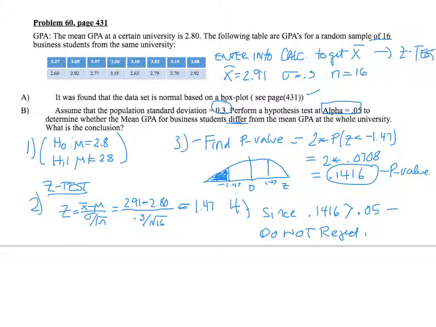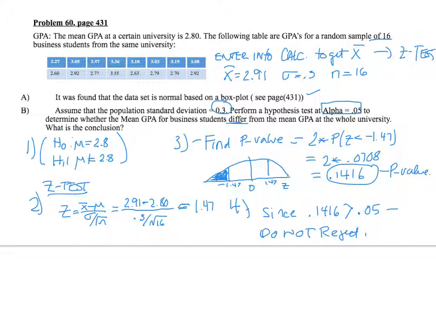And so our conclusion is there's not enough evidence to conclude that the GPA for business students is any different than at the university level. I want to just go over a little bit. The Z-test will have a slightly different p-value.